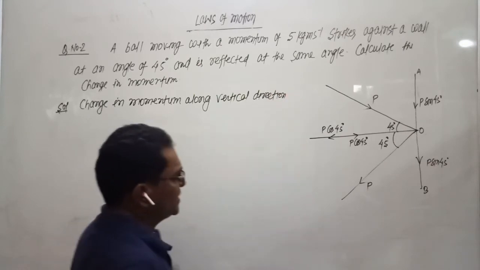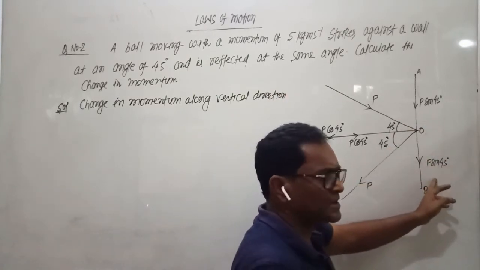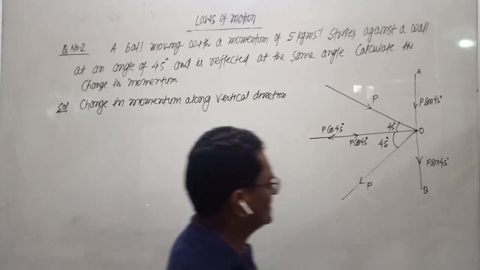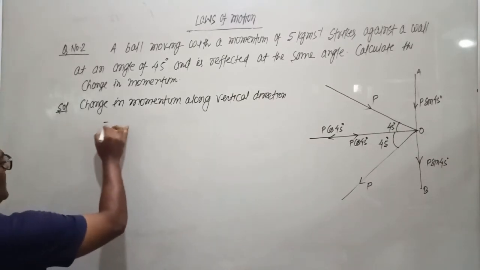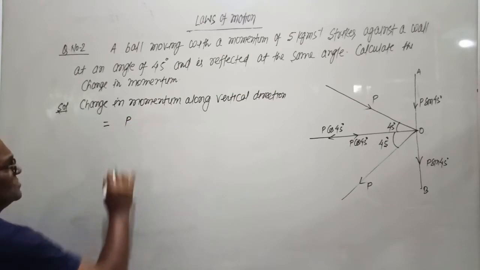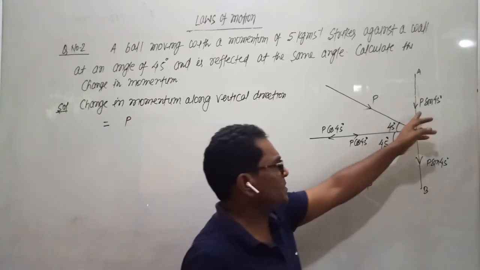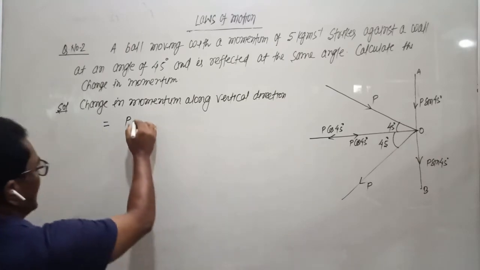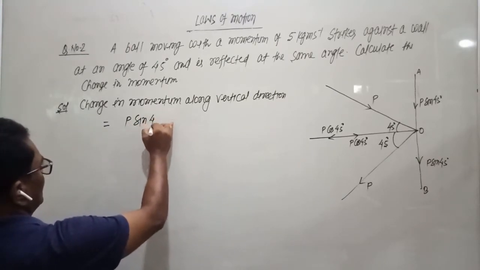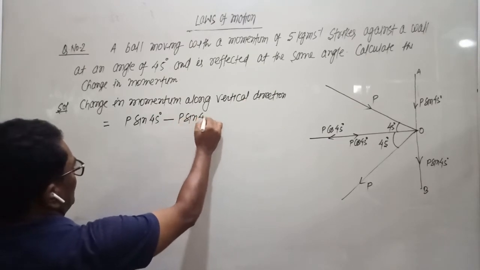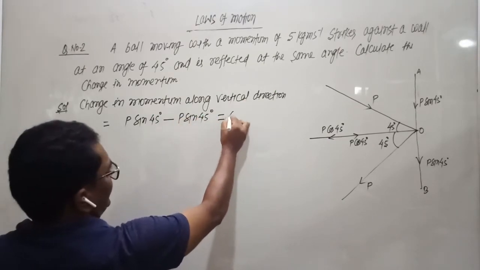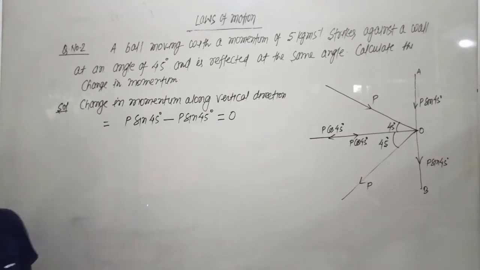So it has two vertical components, P sin 45 and P sin 45, and both have the same direction. So P1 minus P2 means P sin 45 degrees minus P sin 45 degrees, and it gets cancelled, and we get the change in momentum along the vertical direction is 0.